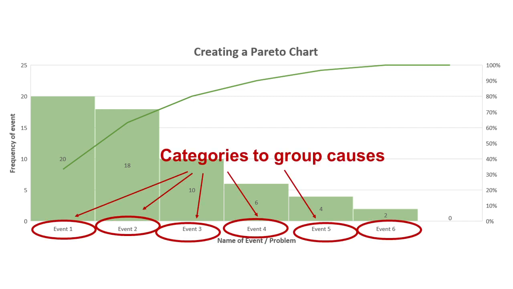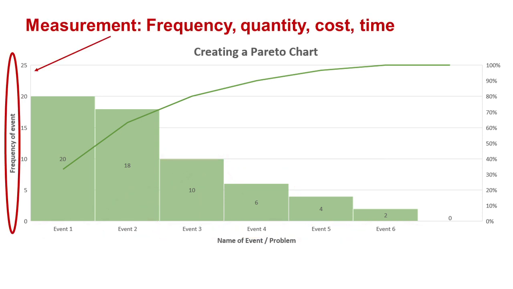First, decide on categories to group causes of the problem or event that you are analyzing. These will ultimately go on the x-axis of a Pareto chart. Next, decide how you will measure the causes of the event or problem. You could count how frequently the causes in each category occur, their cost, or the amount of time they take. This measurement will ultimately go on the y-axis of your Pareto chart.